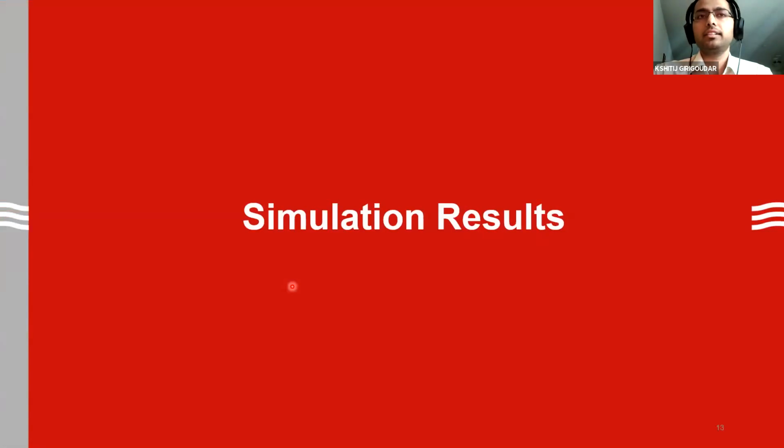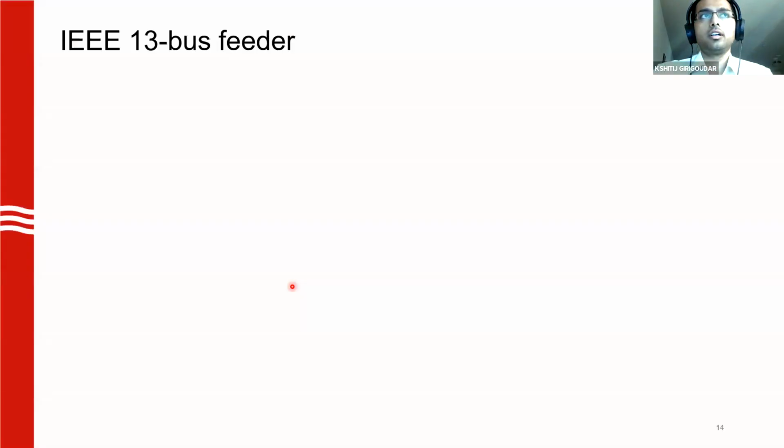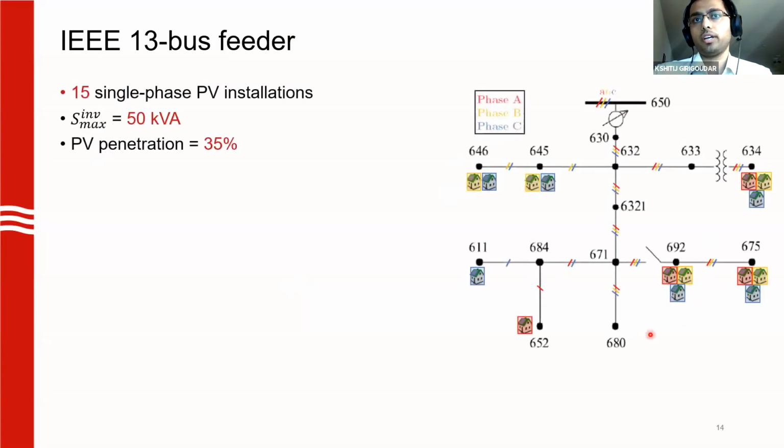Due to time limits, I'll just skip the formulation of the objective function and constraints and directly show you the simulation results. We'll start off by looking at results for the IEEE 13 bus case, which is shown here on the right. We modified this feeder to add 15 single-phase PV installations. Each inverter here is rated at 50 kVA. The active power is fixed to a constant value such that the overall PV penetration is 35% of the rated load. So we only control the reactive power here.